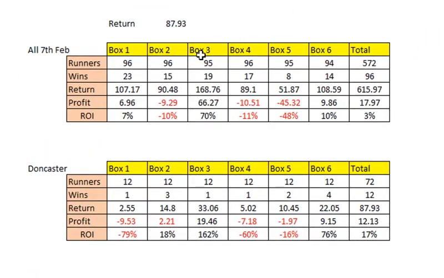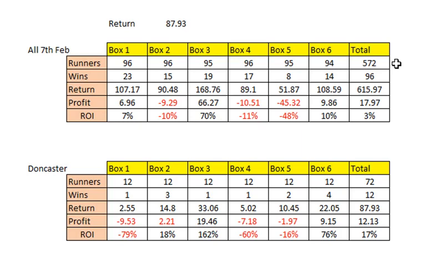I just did a little bit of pre-work on this to speed things up, and here I've just made the summary out of that same CSV file that you would download on the 7th of February, every box there and the totals. Now there would have been 572 bets if we'd backed every dog racing on that day, and it actually made nearly £18 profit because it did have some high priced winners on that day.